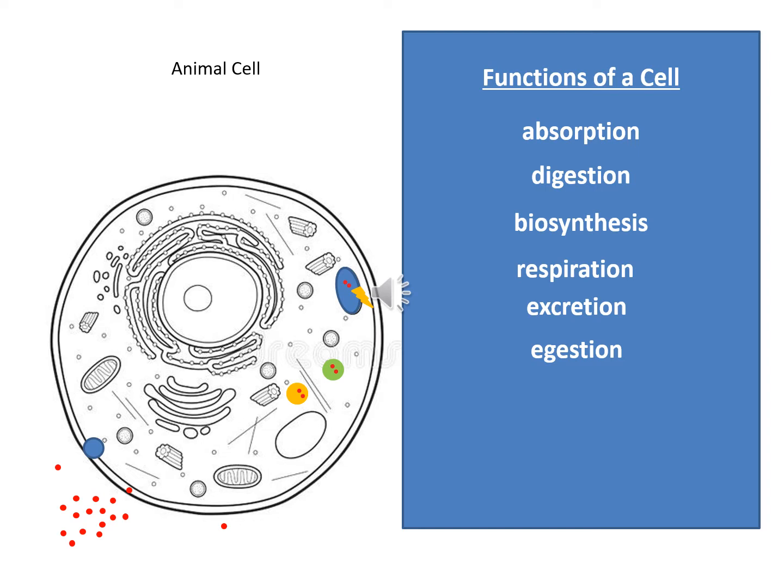Similarly, secretion is the process by which chemicals like hormones that have been biosynthesized within the cell are transported to the edge of the plasma membrane and then released. Another function of the cell is movement.